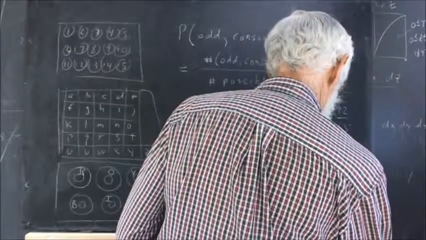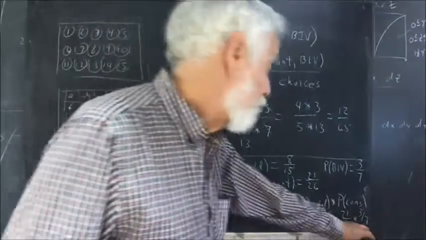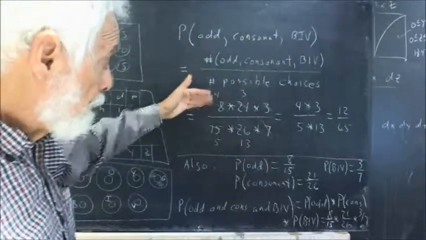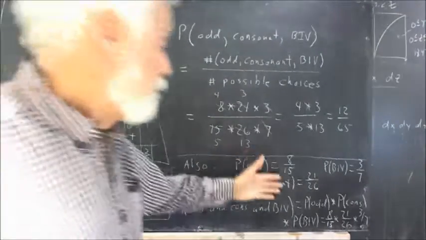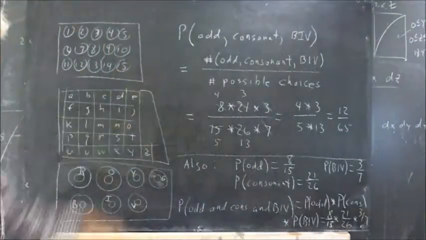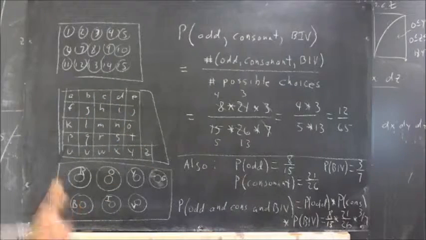Looks like I managed to smudge that 15 a little bit in moving this board around. Okay, well, if you see what these numbers are, the numerator is 8 times 21 times 3. The denominator is 15 times 26 times 7. The numerator and denominator perfectly match the numerator and denominator we had here. So this is an alternative way of answering the same question. And we'll get more formal about the alternatives a little bit later, but just right now trying to develop a feel for the whole idea of probability.